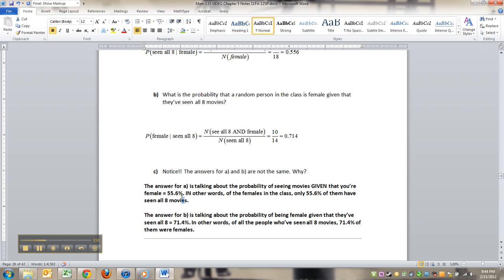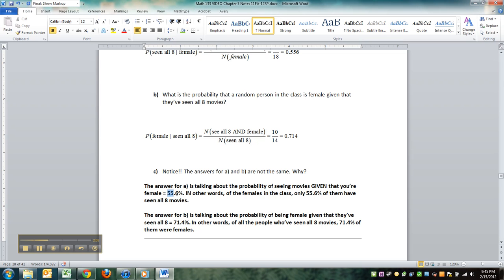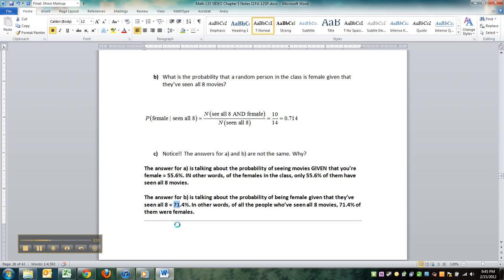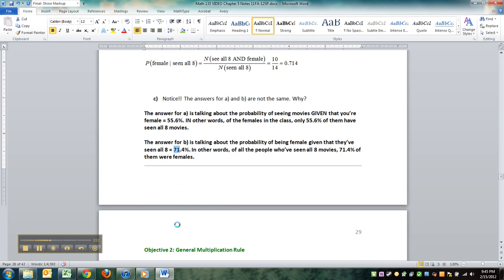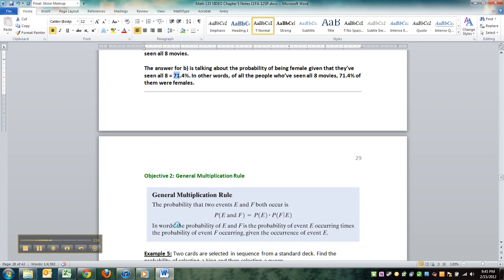Whereas up here, if you're talking about the probabilities of seeing all 8 given that you're female, well, that's much lower. It's saying, look, looking at all the women in the room, only 55% of them had seen all the movies. But if you're looking at all the people that had seen all 8, 71% of them were female. And they're kind of like reverses of the same thing, which leads to different probabilities.